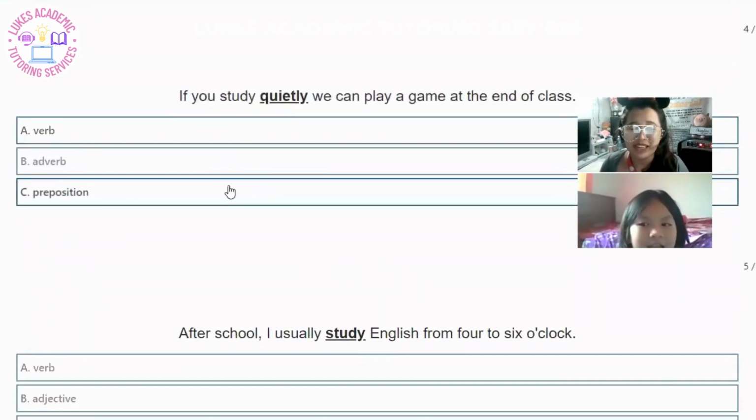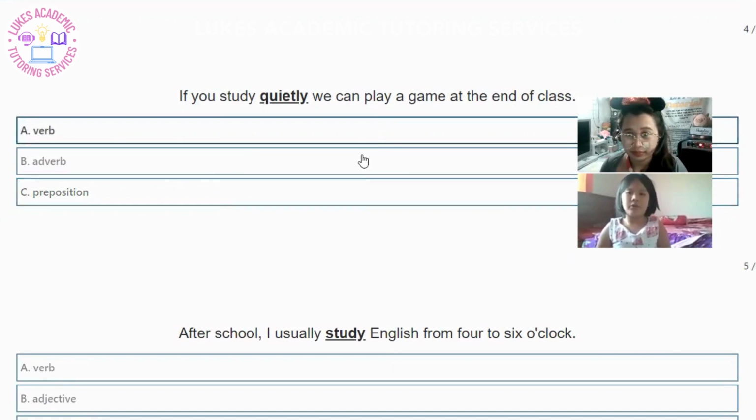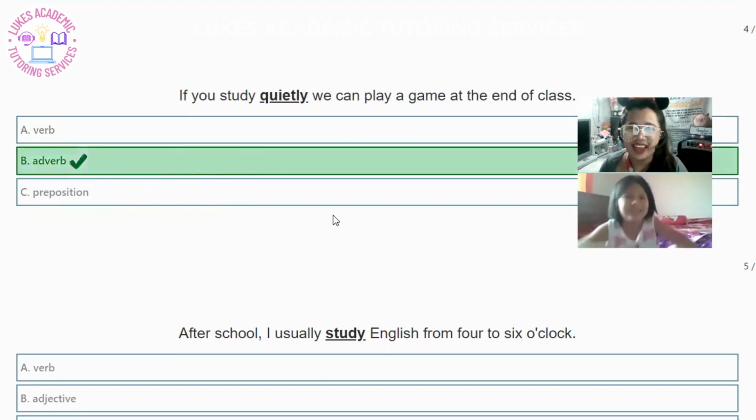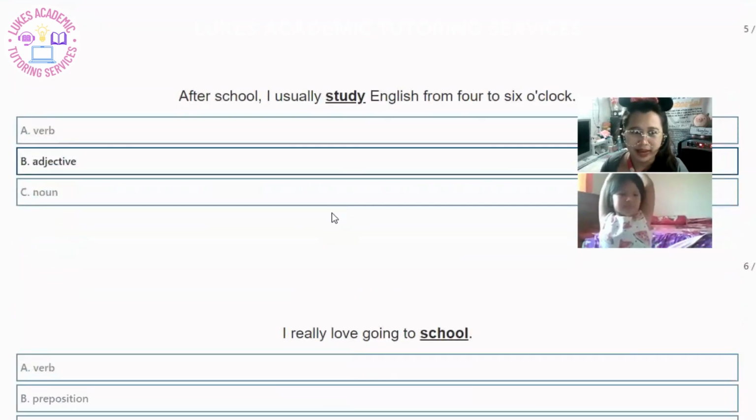Number 4. Please read again the sentence. If you study quietly, we can play a game at the end of class. A, verb, B, adverb, or C, preposition? Adverb. Correct.